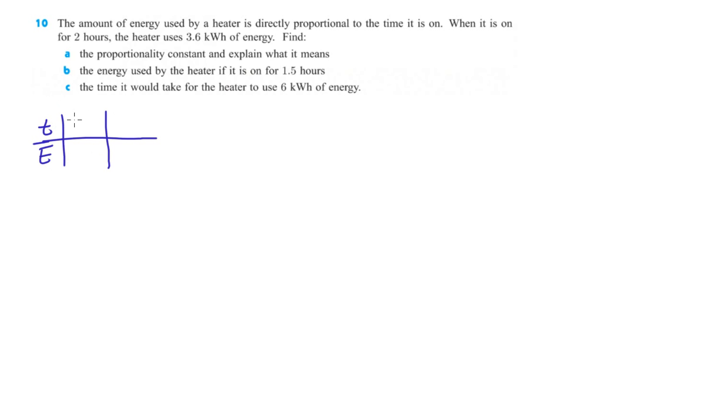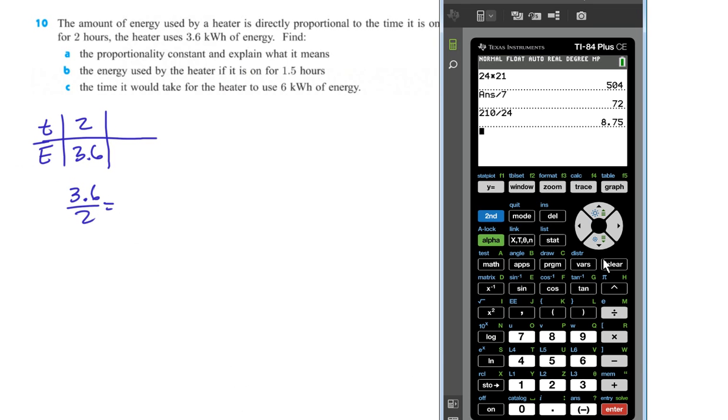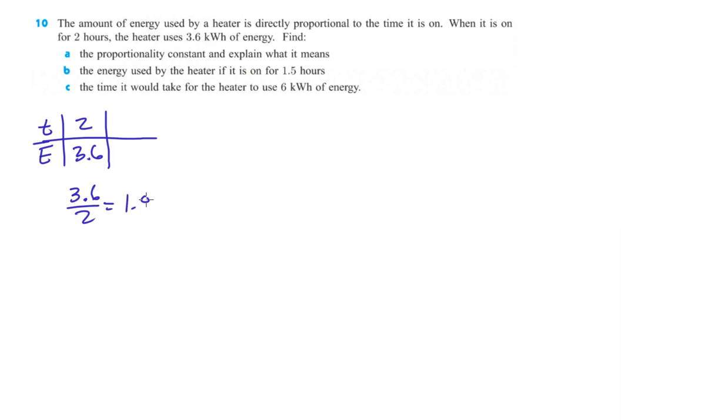Okay, so when it's on for 2 hours, it uses 3.6 kilowatts of energy. Find the proportionality constant and explain what it means. So we would just take its rise, that's the slope, right? So it's the rise over the run. Rise is the y, and run is the x. So we do 3.6 over 2. And let's see, 3.6 divided by 2, that's going to just be 1.8, isn't it? Yeah. Equals 1.8.